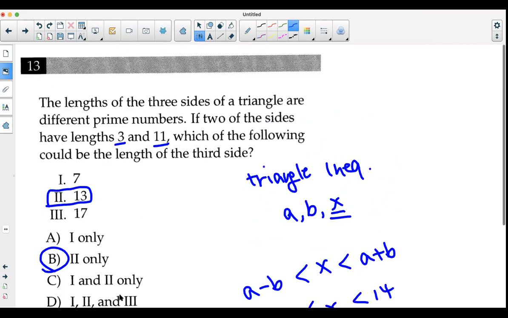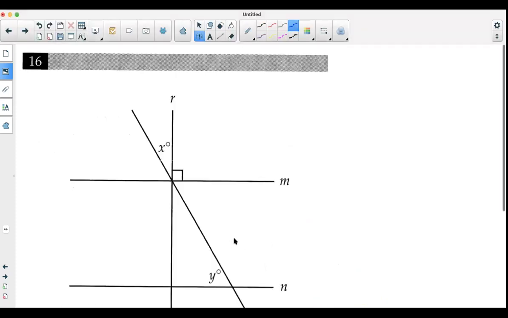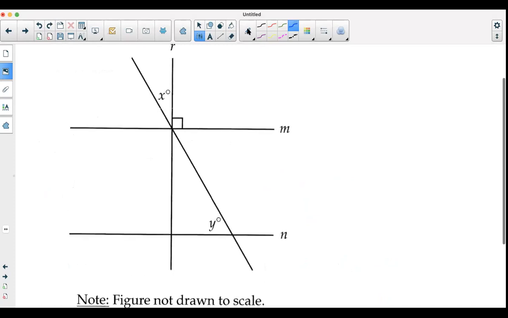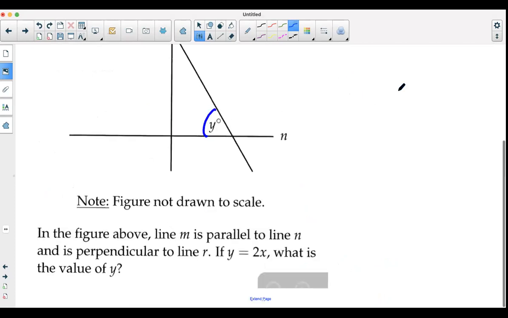Next one is number 16. So I have these angles. By just looking at it, if this is angle Y, I realize that this is angle Y as well. Then, wait a minute, what do I realize? X plus Y equals 90 degrees. That's what I realize.